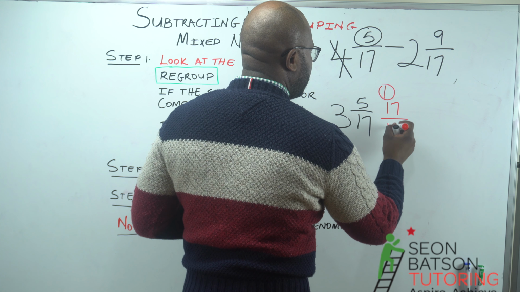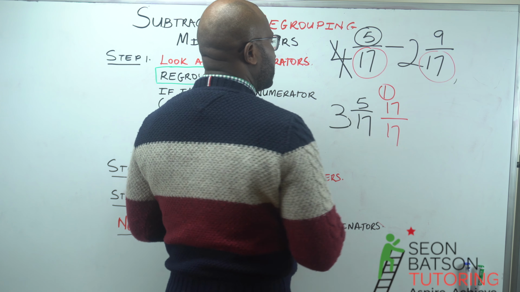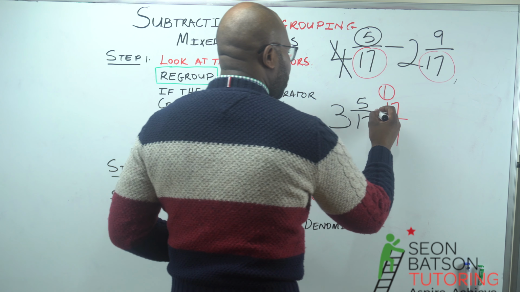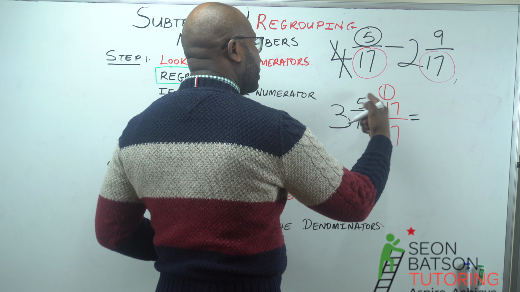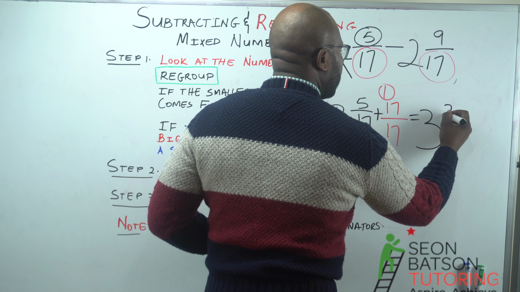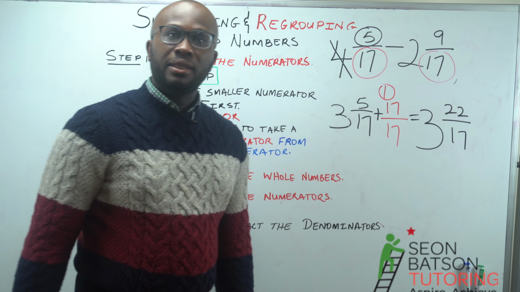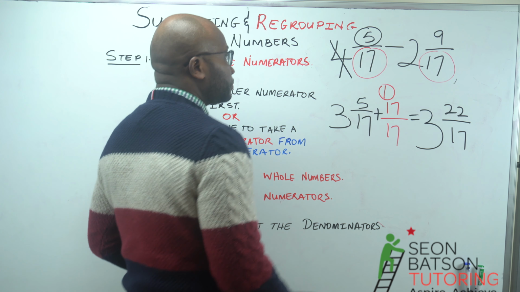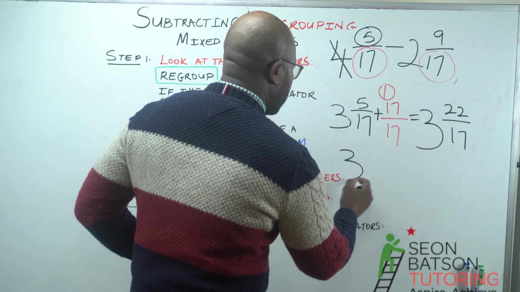Yes? The 1 that we borrow will become what? 17 over 17. Again, we always use the denominator to help us determine what the whole should look like. Yes? If we add them now, the whole, which is 17 over 17, to the fractional part, we'll get 3 and what? 22 over 17. Yes? So far, so good? So mission accomplished.